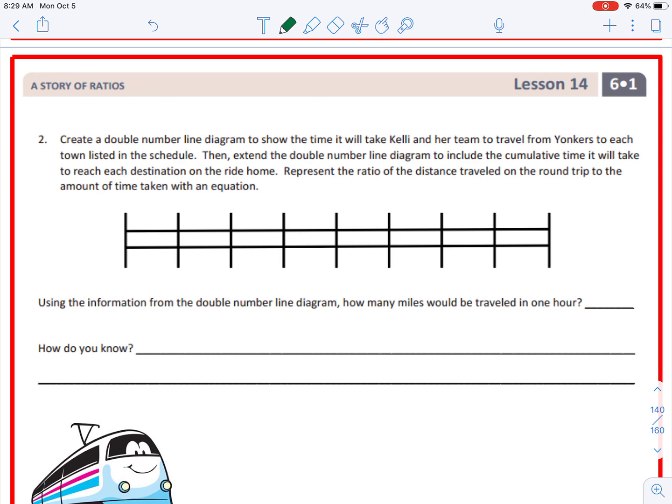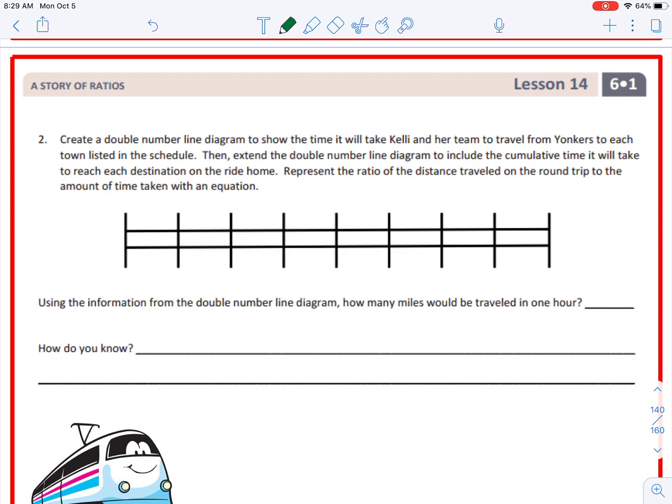So number 2 deals with the double number line. We haven't gone over double number lines, but I want to go over it just in case you see it in a MAPS test or in a state assessment. If you ever see a double number line, they're pretty simple. I don't really enjoy using them.